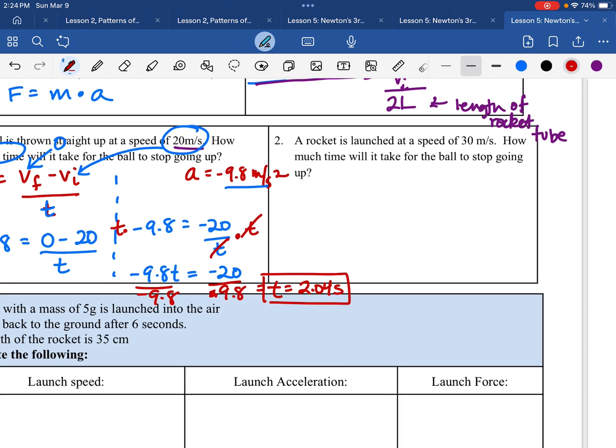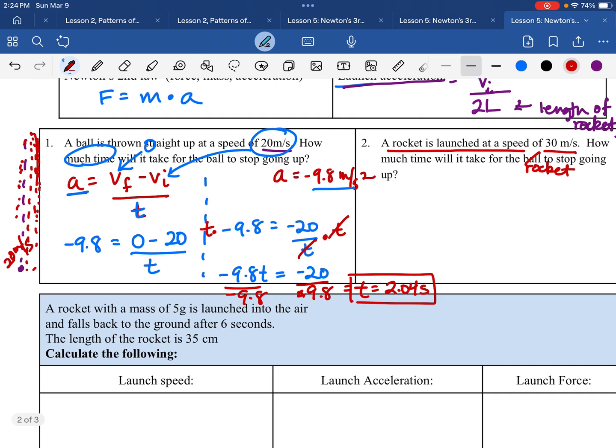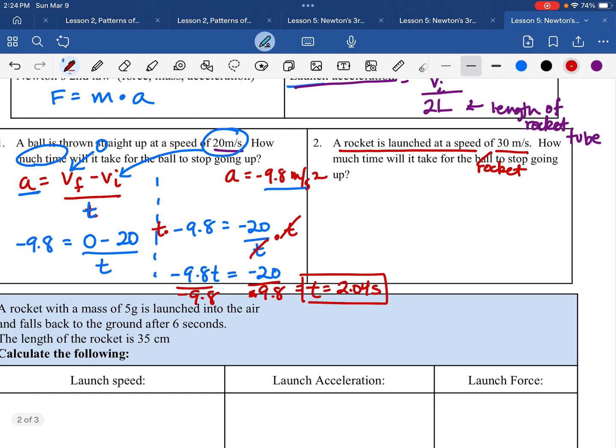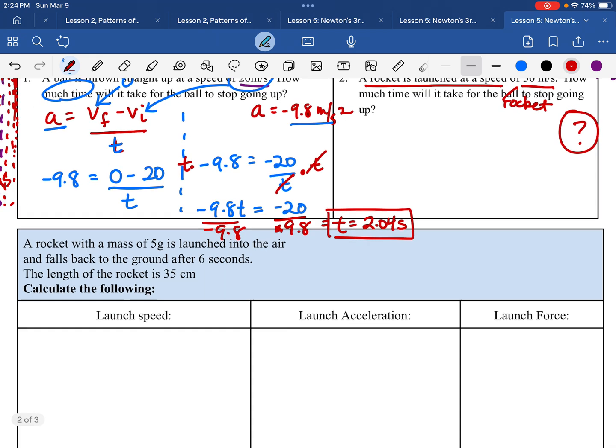All right, you're going to do a very similar problem, but now it's a rocket. Launched at a speed of 30 meters per second. How much time will it take for the, oops, I said ball, I meant rocket here, for the rocket to stop going up? So you're going to use the same math that we just did here. All the same things, and you're going to solve it, and you're going to answer it in the video.